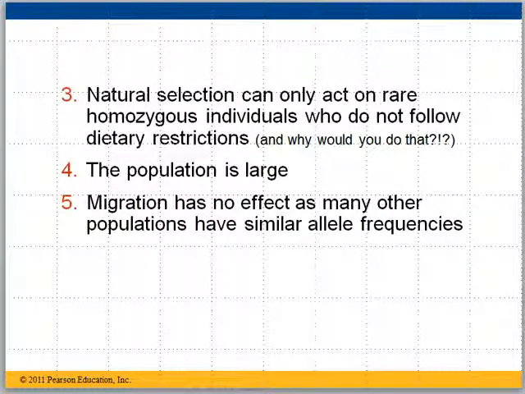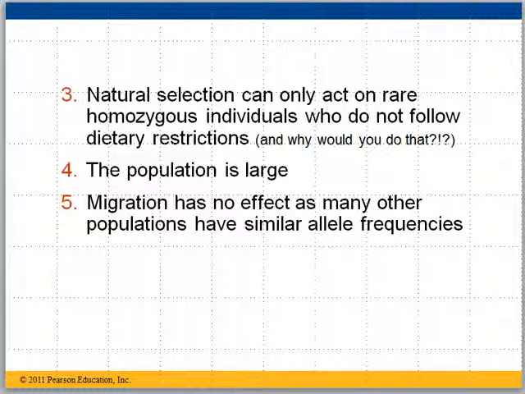Number three, natural selection can only act on rare homozygous individuals who do not follow dietary restrictions. Because we're humans and we're smart, we don't want to die, we test babies for this, and if the baby has this syndrome, we make sure that the parents follow a particular diet and ensure that that baby will have a long, healthy life. And that way we circumvent natural selection. We don't allow natural selection to do what it would normally do out in the wild. If you didn't follow the dietary restrictions, you would end up with problems and potentially dying before you reproduced. And why would you do that? So effectively, we're cutting out natural selection.